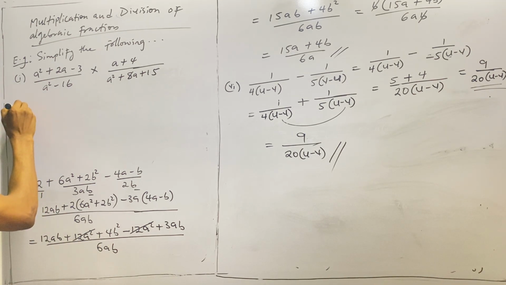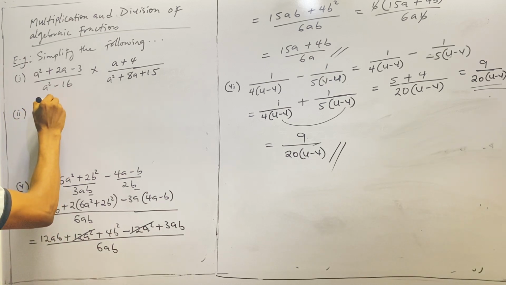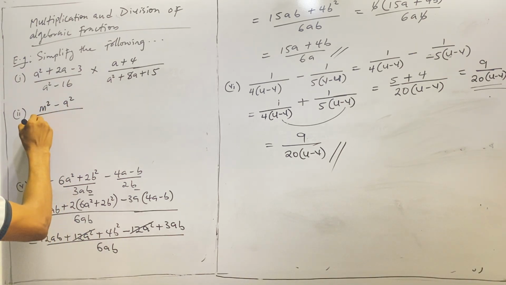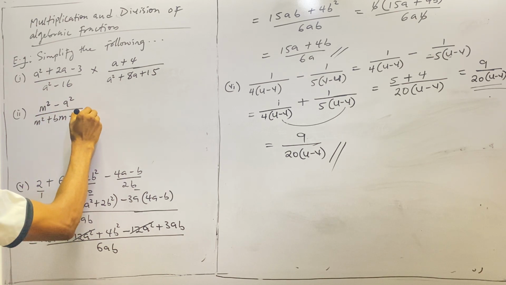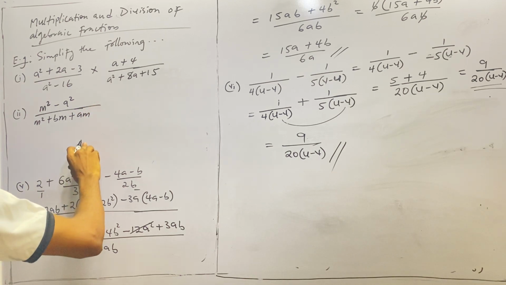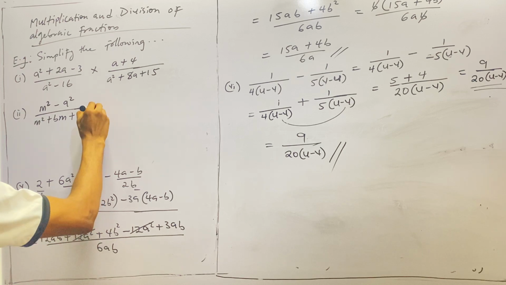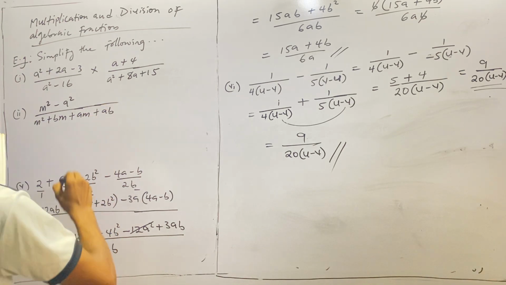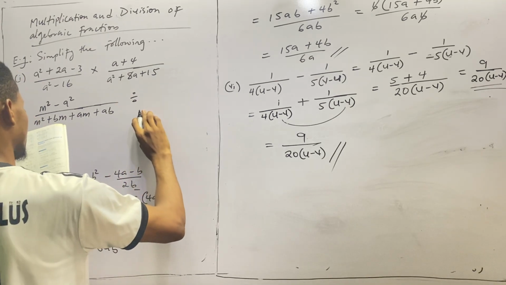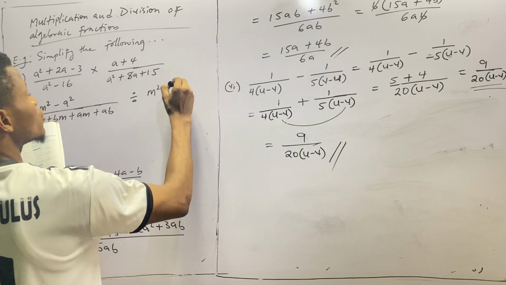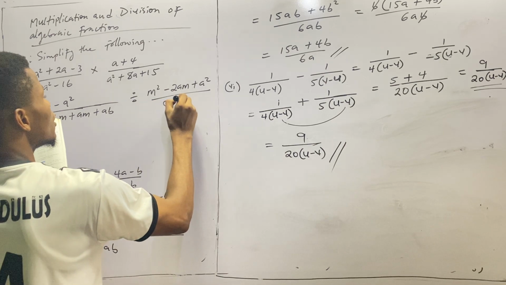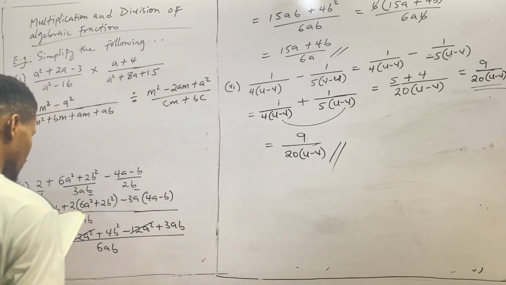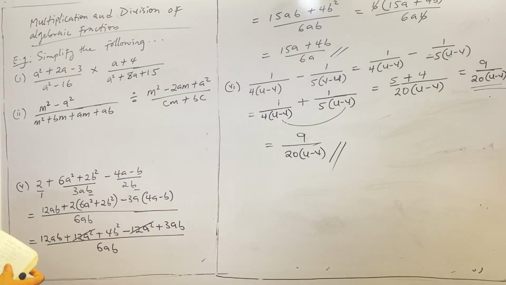So our II, m squared minus a squared over m squared plus bm plus am, then plus ab, then divided by m squared minus 2am plus a squared divided by cm plus bc. All right.